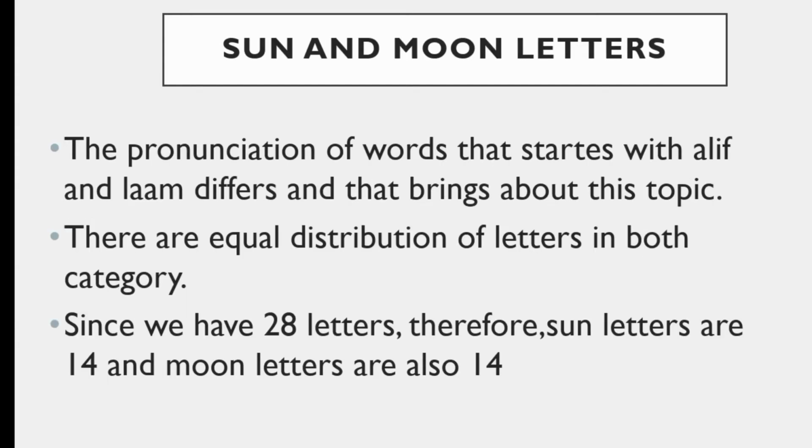Now, sun and moon letters. The pronunciation of words that start with alif and lam differs, and that brings about this topic. I said that before. There is an equal distribution of letters in both categories, and we have 28 letters. When you say equal distribution, that means you have to divide them into two. So we just have 14 each. Sun letters are 14, moon letters are 14.